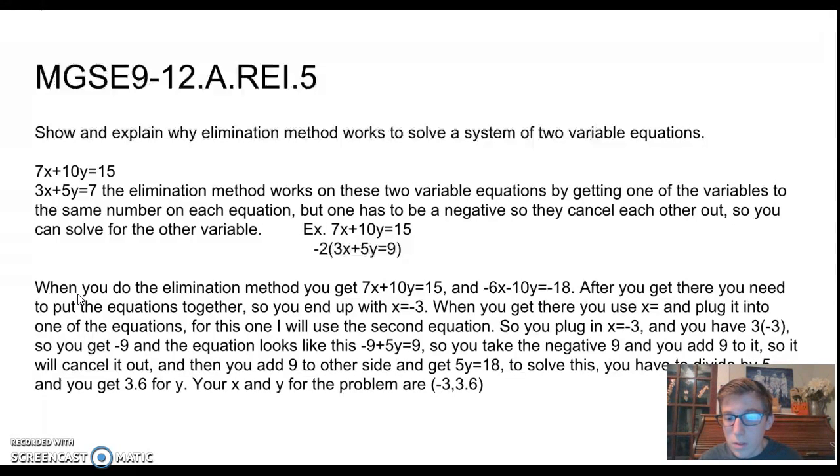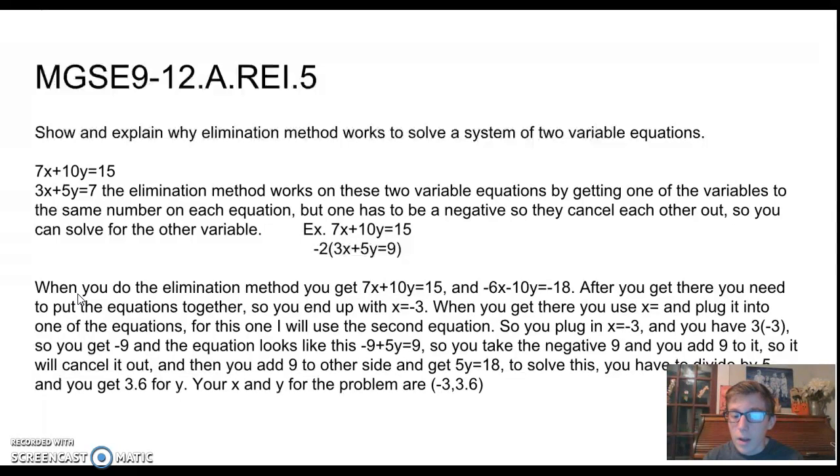And when you get there, you use the x and plug it into one of the equations. For this one, I'll use the second equation. So I would plug x = -3 into where the x is, and you have 3 times negative 3. And when you do that, you get -9, and the equation looks like -9 + 5y = 9.